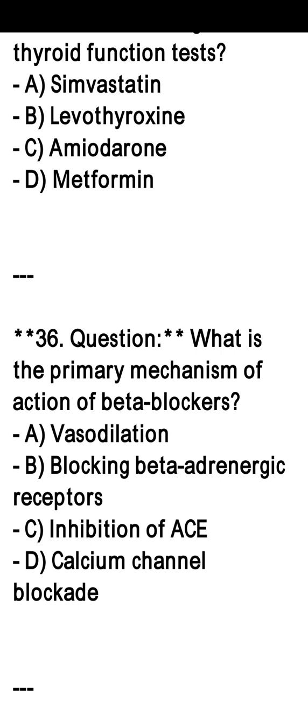Next, what is the primary mechanism of action of beta blockers? A. Vasodilation. B. Blocking beta adrenergic receptors. C. Inhibition of angiotensin converting enzyme, ACE. D. Calcium channel blockade. The right answer will be B. Blocking beta adrenergic receptors. Beta blockers work by blocking beta adrenergic receptors, leading to decreased heart rate and blood pressure, and reduced myocardial oxygen demand.